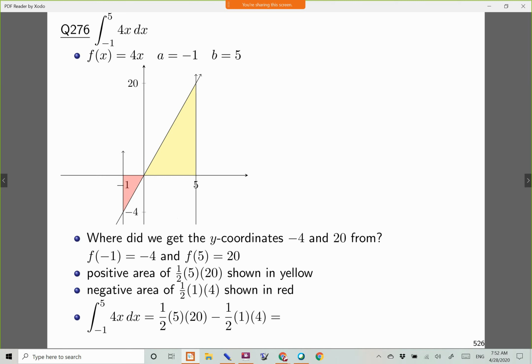So this original question is about signed area. We end up with the positive area, which I just copied right there, minus, because we have a negative area, 1/2 times 1 times 4. I went ahead and simplified the arithmetic here as 48. I would not expect people to simplify that arithmetic on the final. I hope that works as a reminder example of this signed area concept. There's a positive area and a negative area.